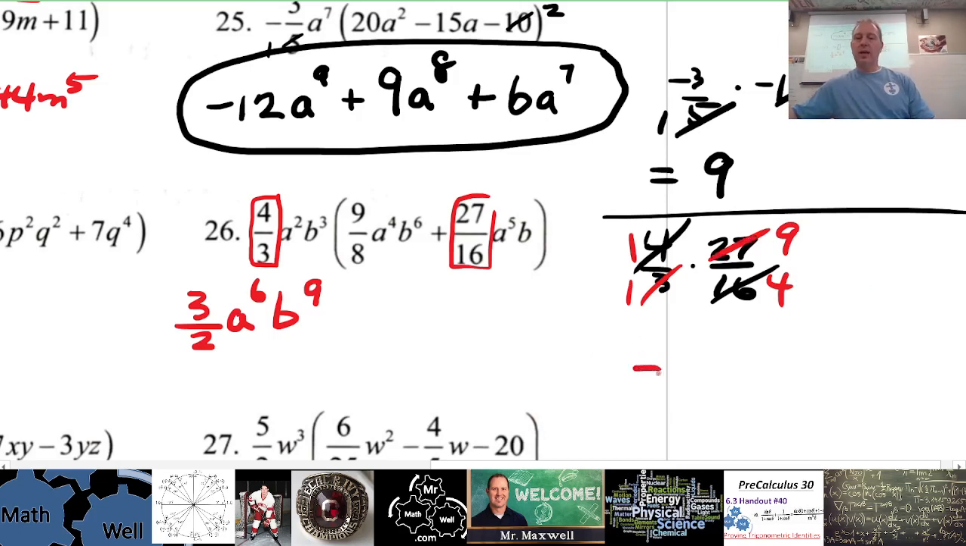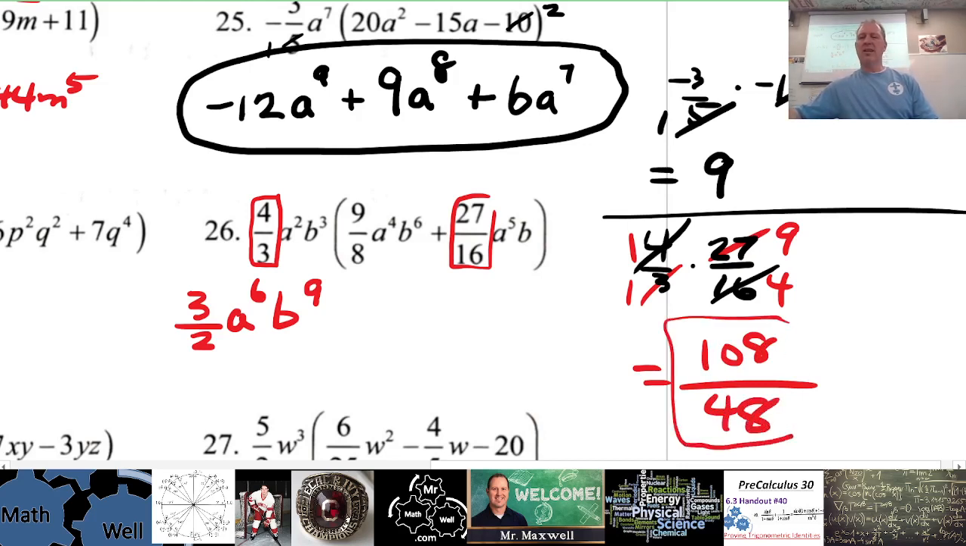Now, if you did it the other way, what's 4 times 27? That's 108. What's 3 times 16? That's 48. So you see, simplifying this thing can get a little tricky. It can be time consuming.